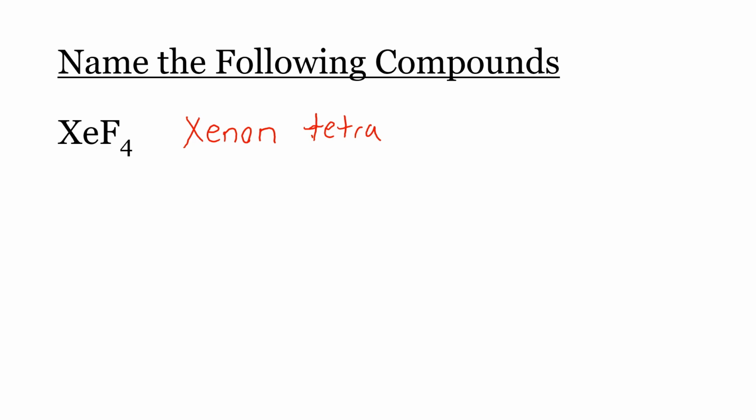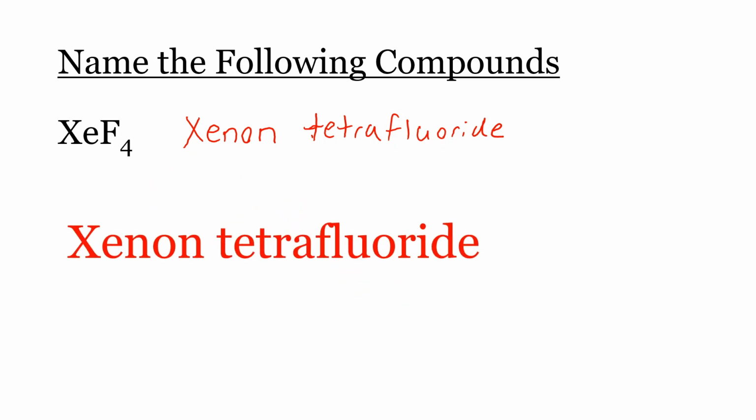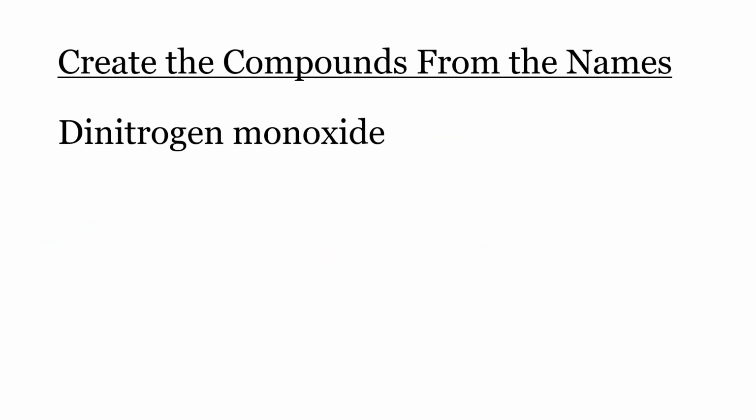And then our fluorine becomes fluoride. So tetrafluoride will be the name of the second element. And so we get xenon tetrafluoride as the name. Now, for our next few examples, let's go ahead and do the opposite. We're going to go from the name to the formula.